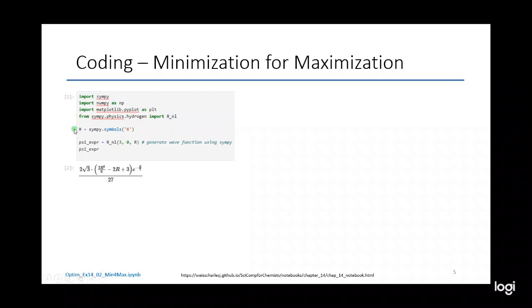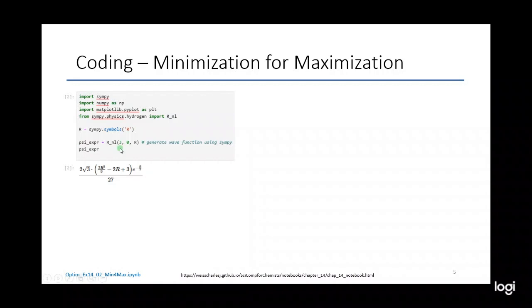Next, we define the symbol R. Remember, we discussed earlier that a symbol is different from a variable. We cannot directly assign a value to a symbol. Instead, we use the subs function to substitute a value when needed. In this code, rather than manually writing out the full expression, we will bring in the built-in radial wave function using the R_NL function, and we will store it in a variable called psi_expression.